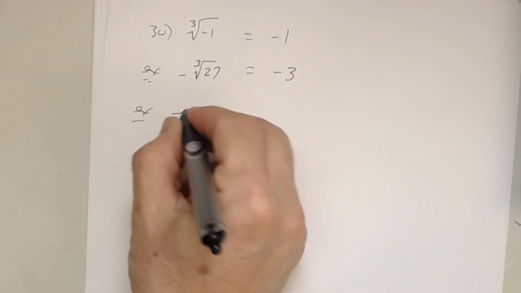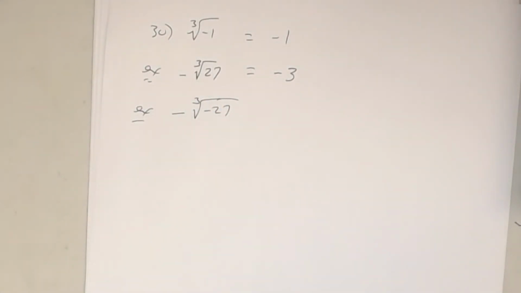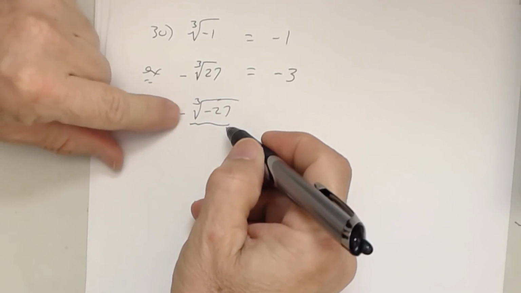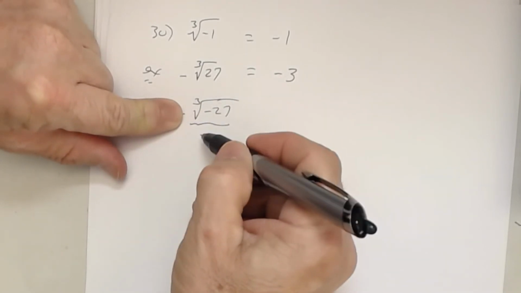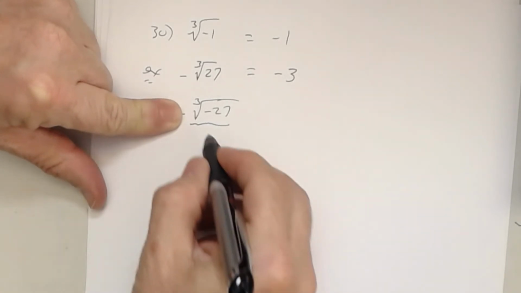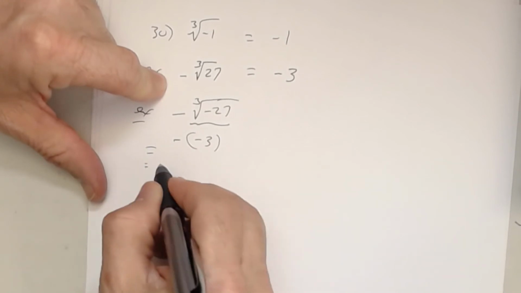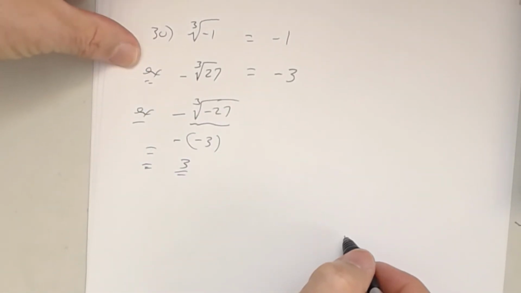What if you had this one? What would that be? +3. Because first you have this. I'm gonna put my finger on this negative on the outside. What's the cube root of a -27? -3. But this says I take the opposite of that, so that becomes a what? +3. Okay?